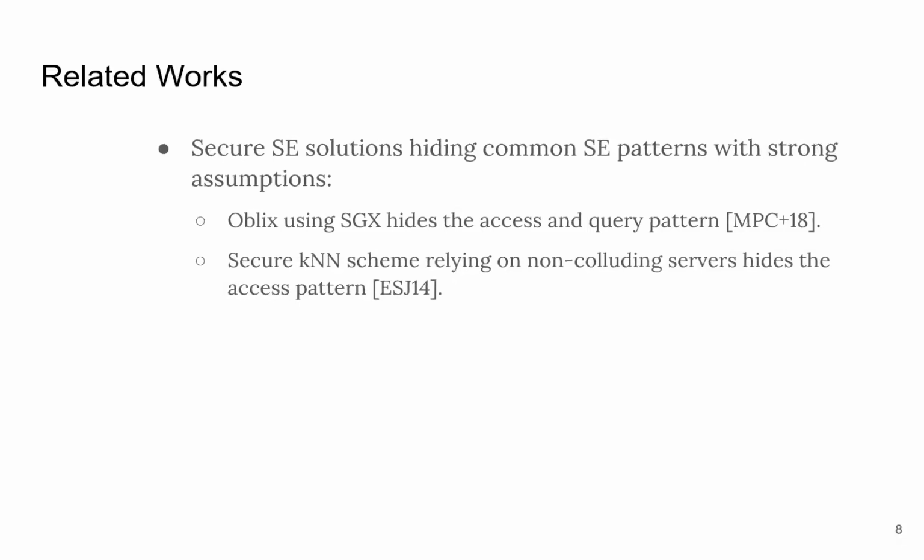There are secure SE solutions hiding common SE patterns, but with strong assumptions. For example, Oblix using SGX hides the access and query pattern. Medway et al. propose a secure KNN scheme relying on non-colluding servers, which hides the access pattern. However, we want to solve the problem without such strong assumptions.